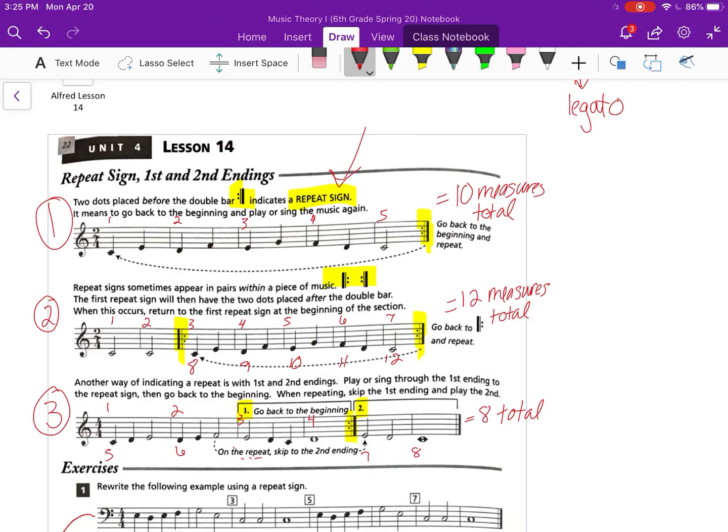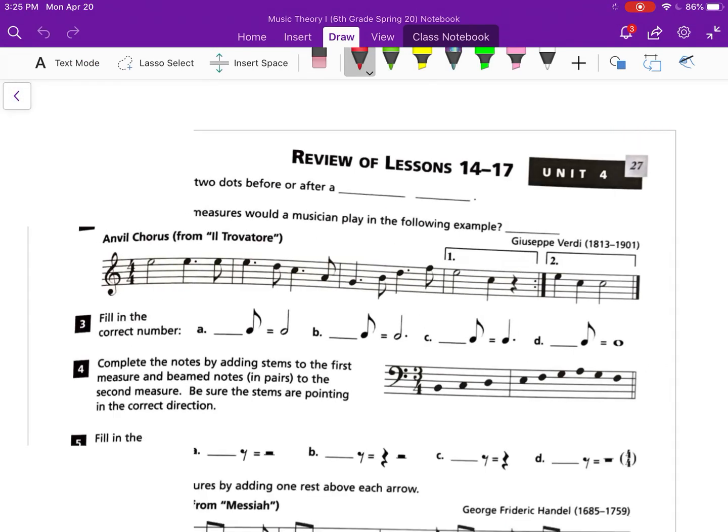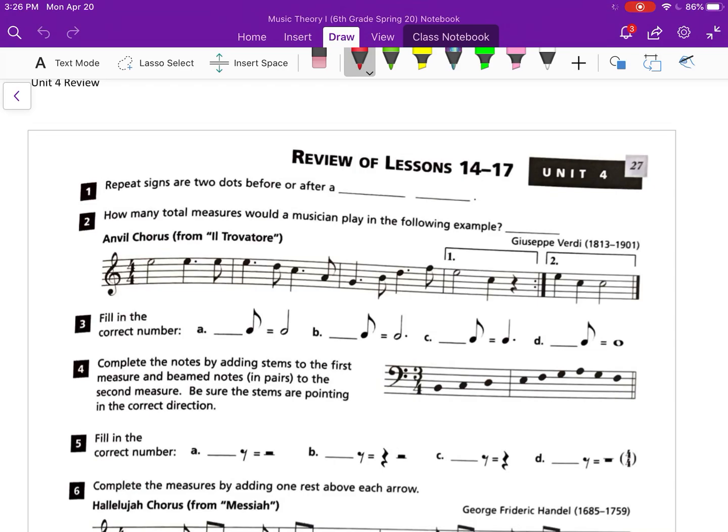Two dots placed before or the double bar. Double bar. And guess what? It was a 2-line answer I was looking for, so I'd come over here and I'd write that into the blanks. There you go. I just gave you your first question. So if anybody gets that wrong, I know you didn't watch the video.